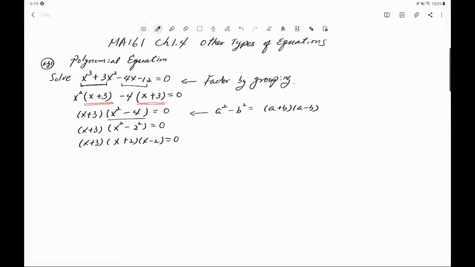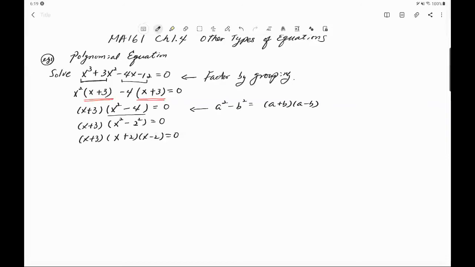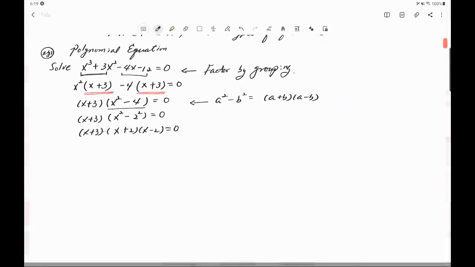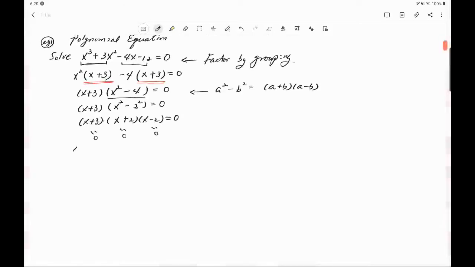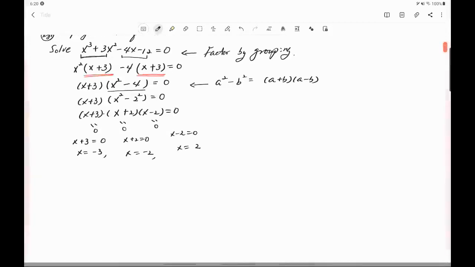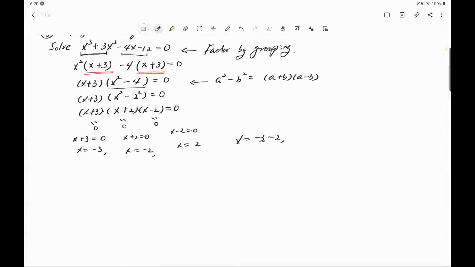All right. Since we want to find the solution, and the expression is already factored, and the product of these 3 factors is equal to 0, we're going to make each factor equal to 0. From the first factor, the value of x is -3. From the second factor, x equals -2. And from the third factor, x is 2. So there are 3 solutions: x equals -3, -2, or 2.